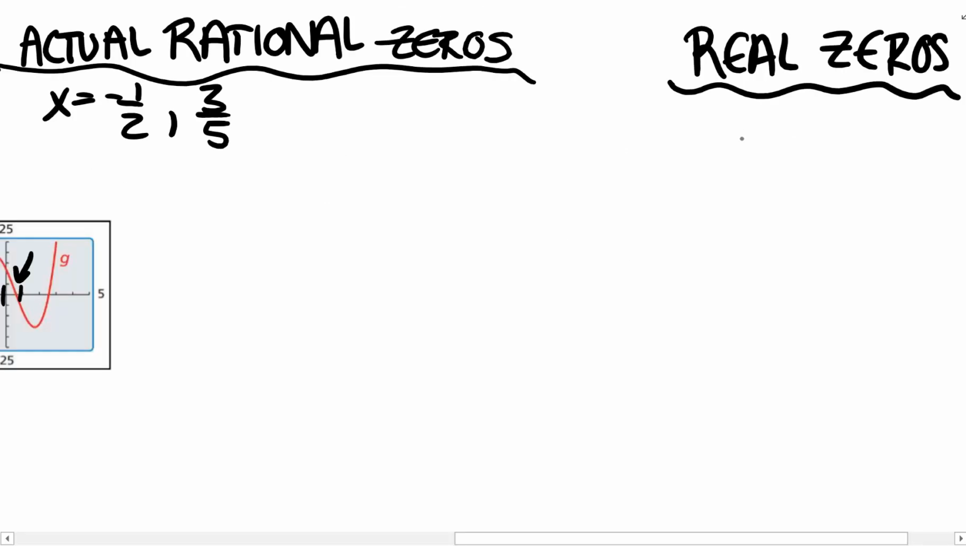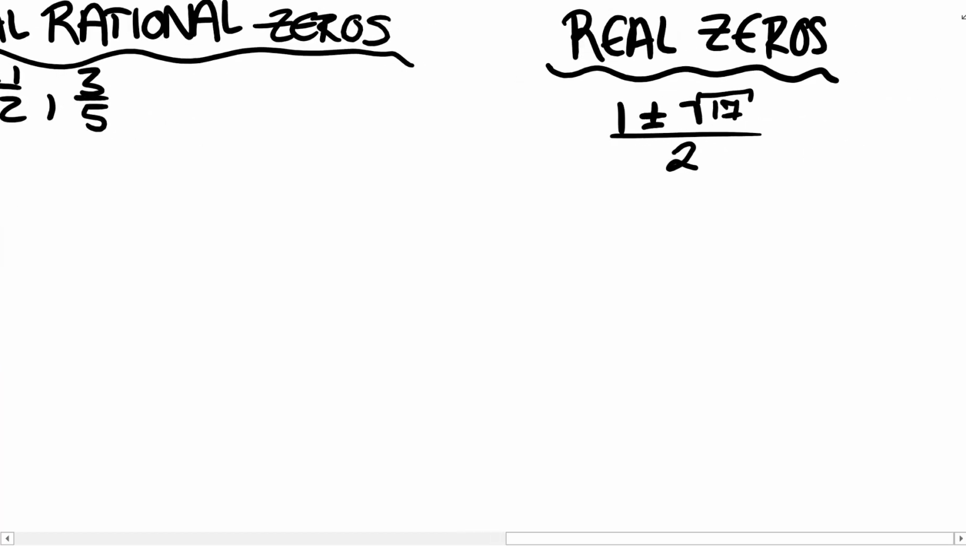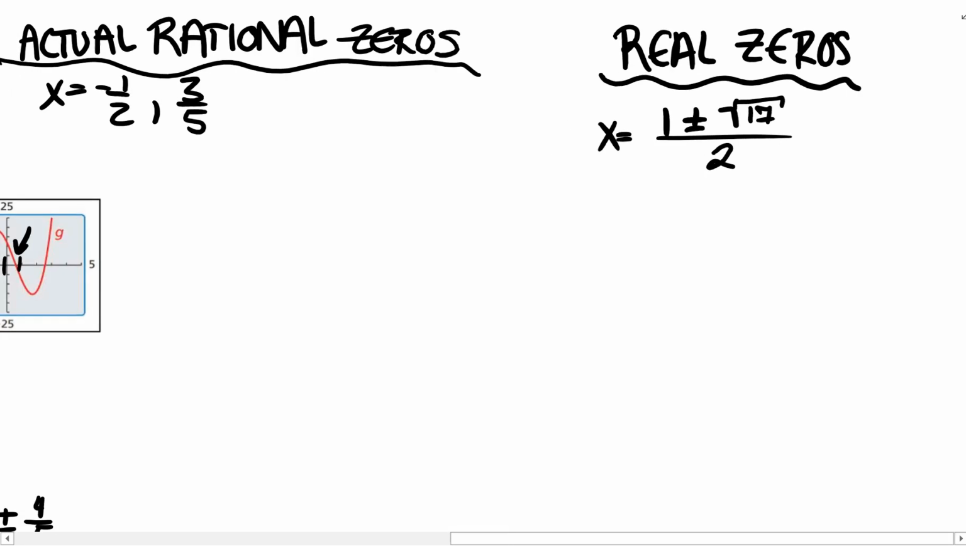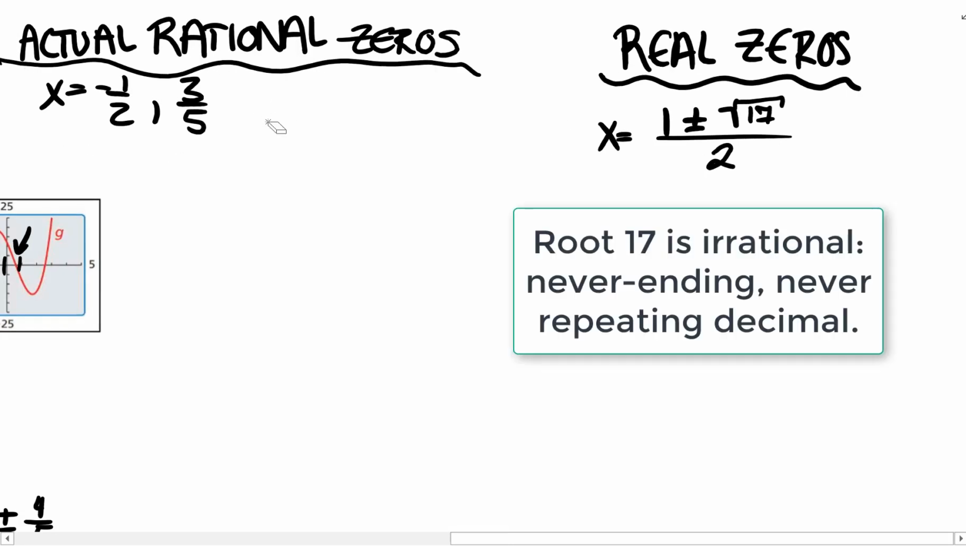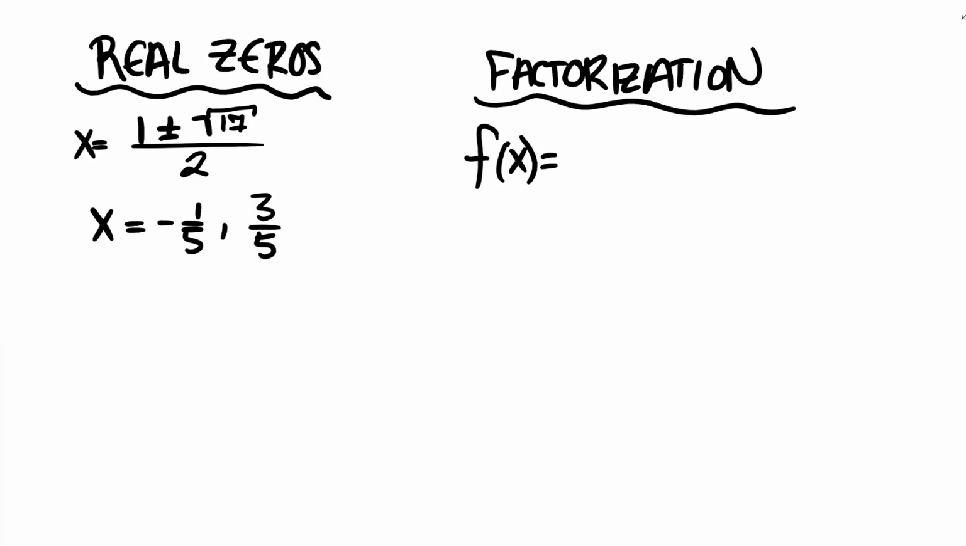They had an irrational in them. It was 1 plus or minus root 17. So root 17 is an irrational number, and so that is not a rational 0, that is a real 0. All the zeros we found were real, but only the ones that can be written as a ratio are rational. But it's still a real 0 because it does not have the imaginary number. Negative 1/5 and 3/5 are also real zeros.